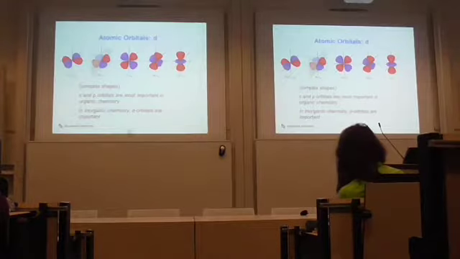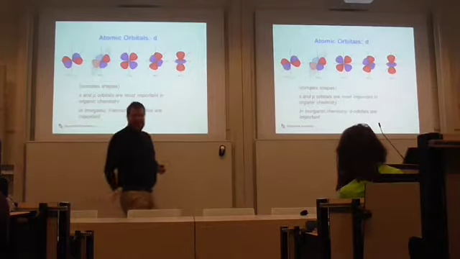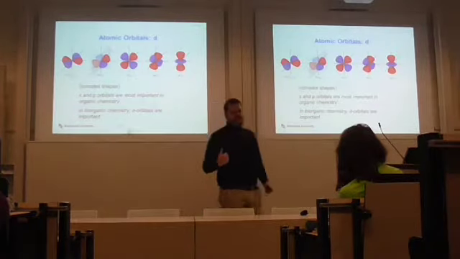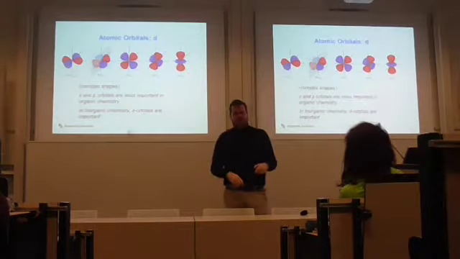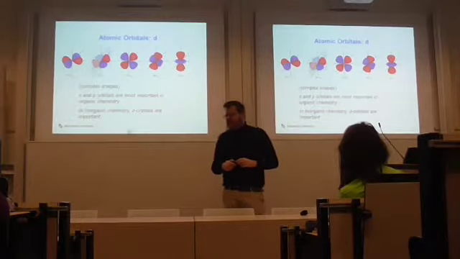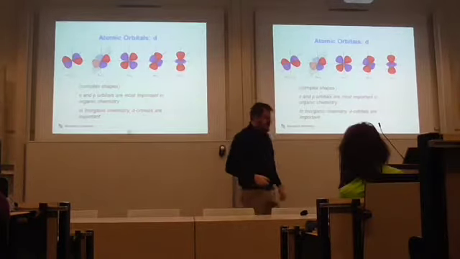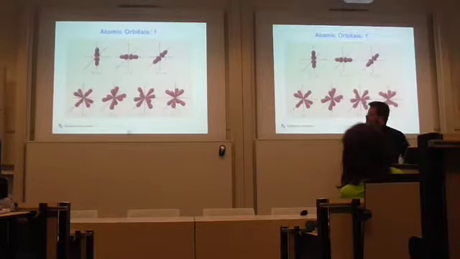Now these d orbitals are very, very important in my field, which is inorganic chemistry. In fact, it's all about d orbitals. The chemistry of the transition metals is dictated by these guys here. But for organic chemistry, which is the chemistry of carbon, s and p is typically enough, because of course carbon doesn't have d orbitals.